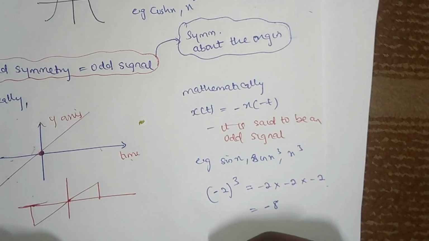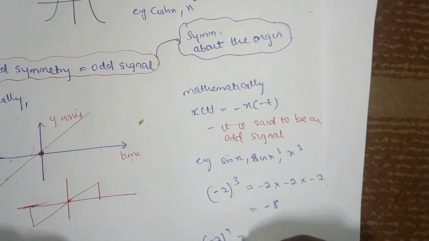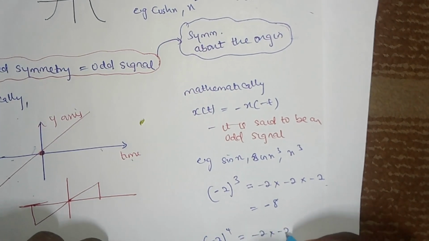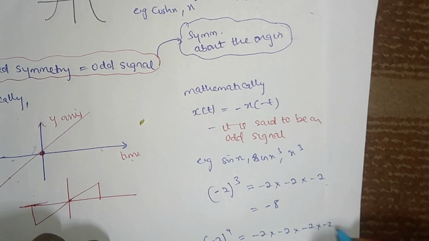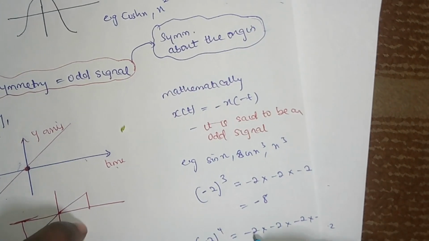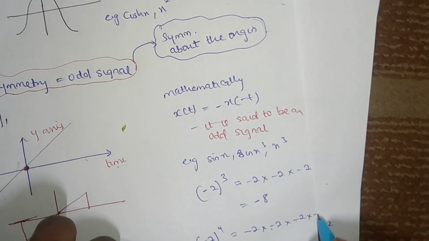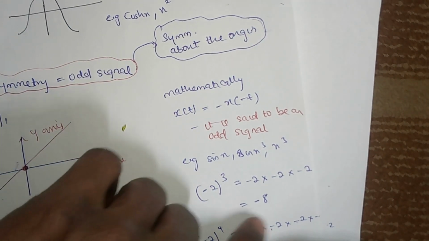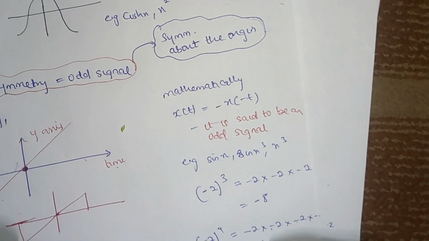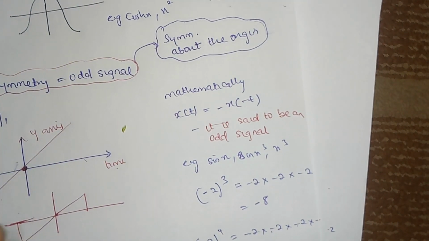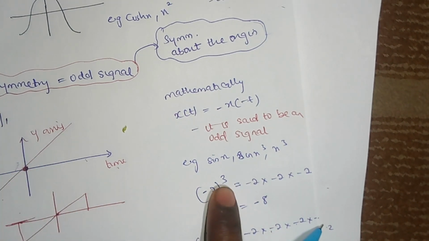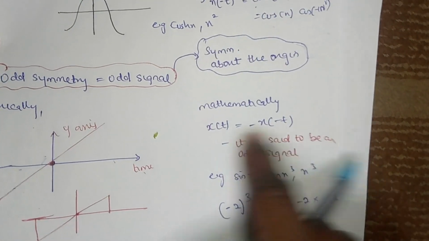But let's say it is minus 2 raised to the power of 4. We end up having minus 2 times minus 2 times minus 2 times minus 2. Minus times minus is plus, times minus is minus, minus times minus is plus. So we end up having plus 2 times 2, 4 times 2, 8, 8 times 2, 16. So in essence, you see that we have a positive value if it is even, right? But for odd, you get the point. So that's the mathematical way of representing it.